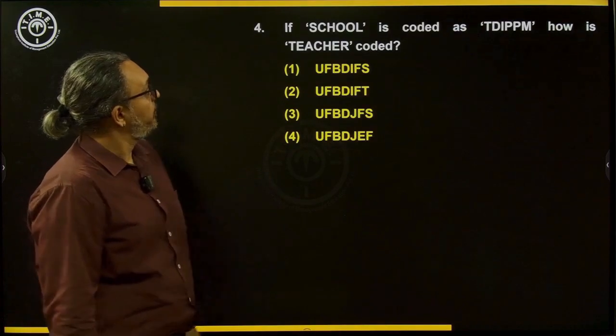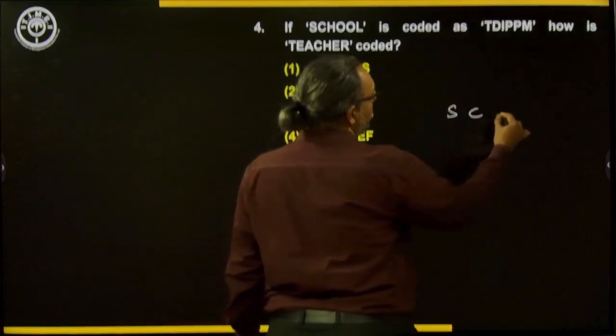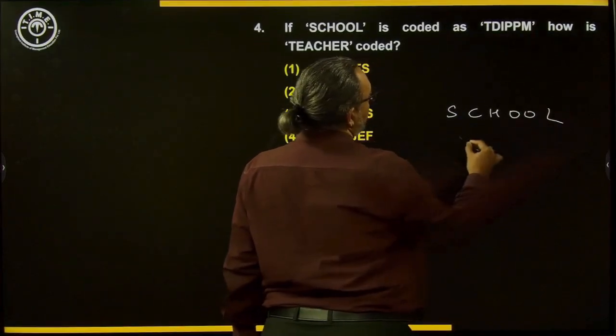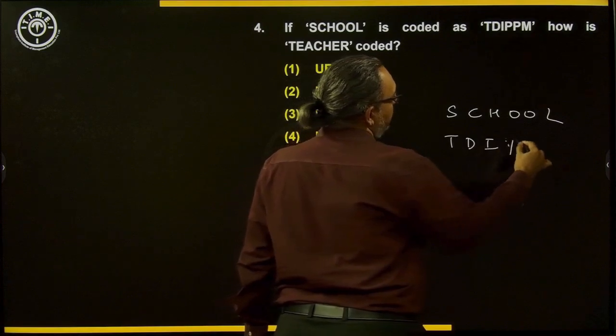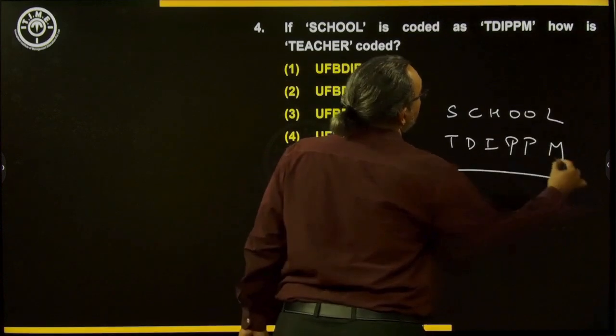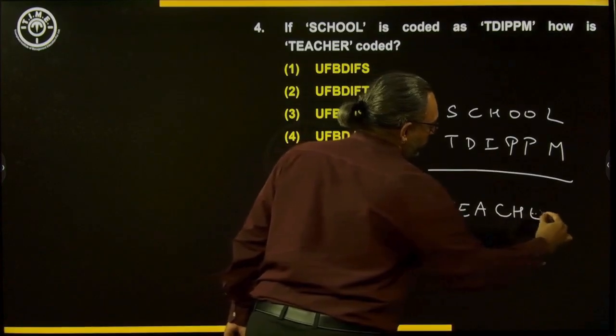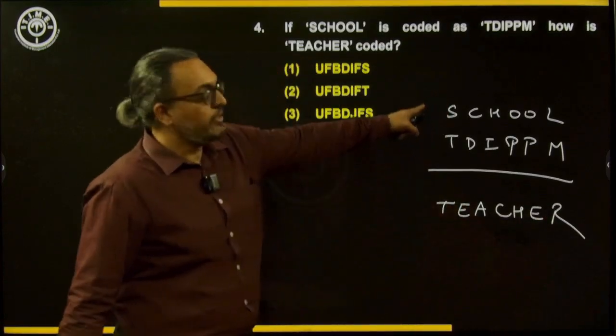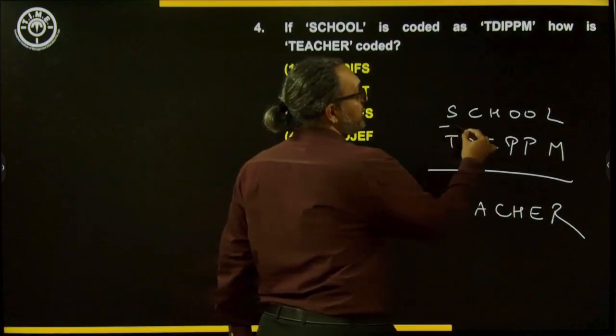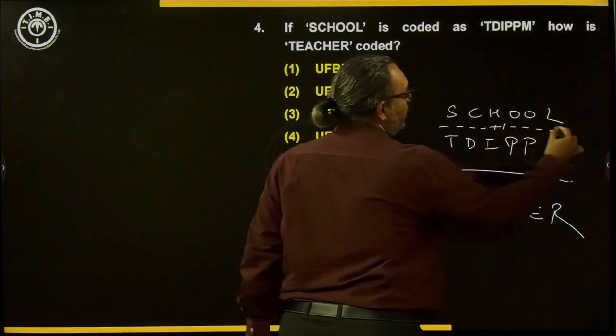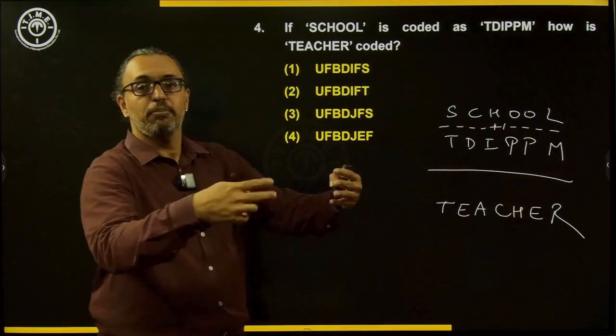Then next. So you have school is written as TDIPPM. Now how is teacher coded? Now if you check here, it is nothing but the next alphabet according to the alphabetical order. So it is simply adding +1, the next alphabet.